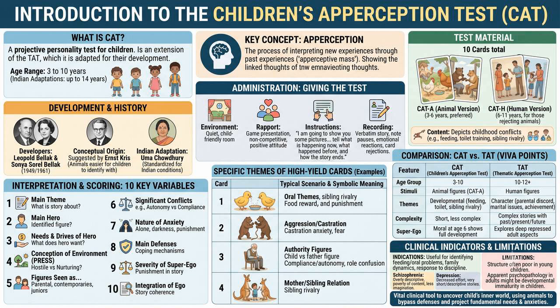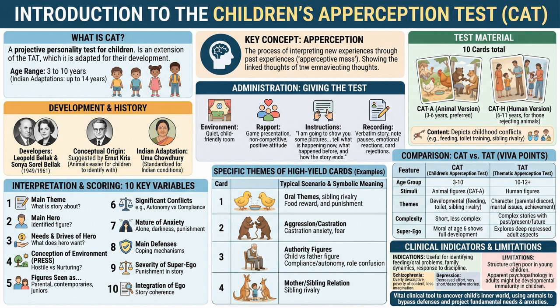Certain cards often yield specific themes. For example, card 1 typically explores feeding, oral themes, and sibling rivalry. Card 2 often brings up aggression or castration anxiety. Card 3 depicts an authority figure, exploring conflicts between compliance and autonomy. Card 4 further explores the child's relationship with the mother and sibling rivalry.